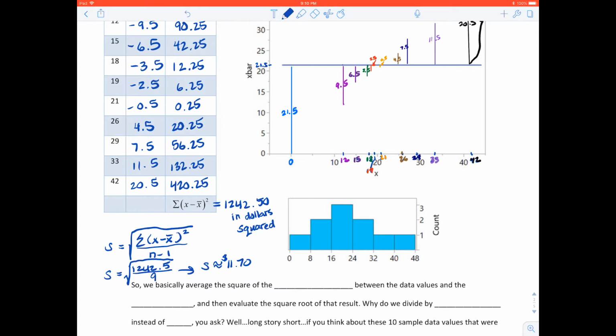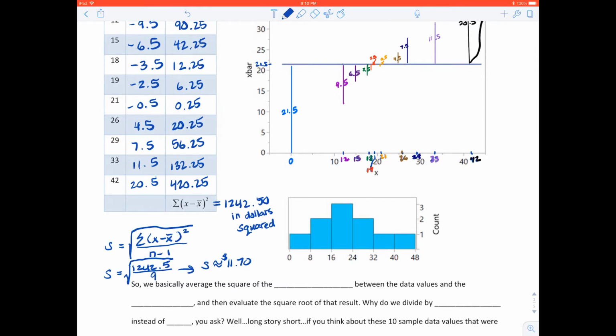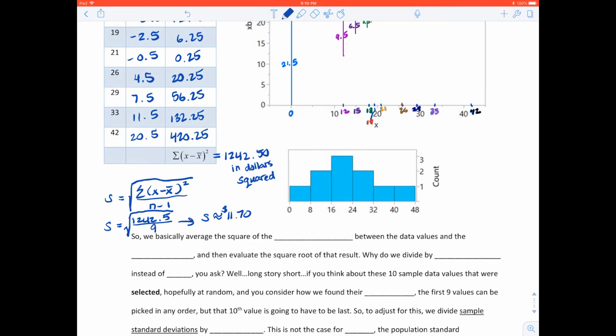started with. So I did make a histogram here with, I don't know, 6 bins, I guess. And it looks relatively symmetric, but it's a small sample. So we'll play around a little bit more with this data set. So we basically average the square of the distances between the data values and the mean, and then evaluate the square root of that result.